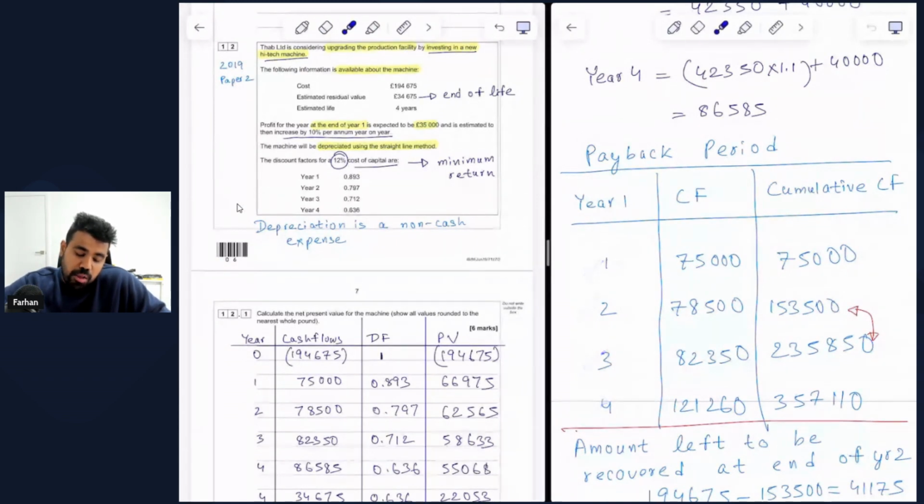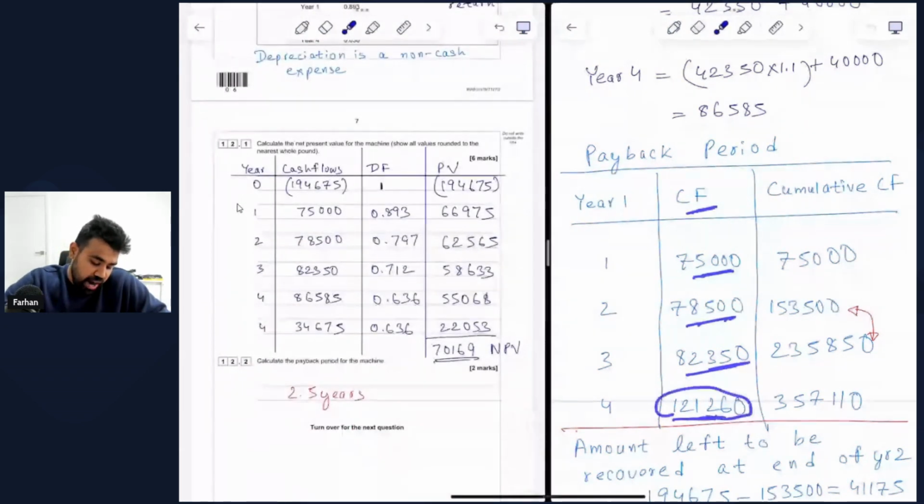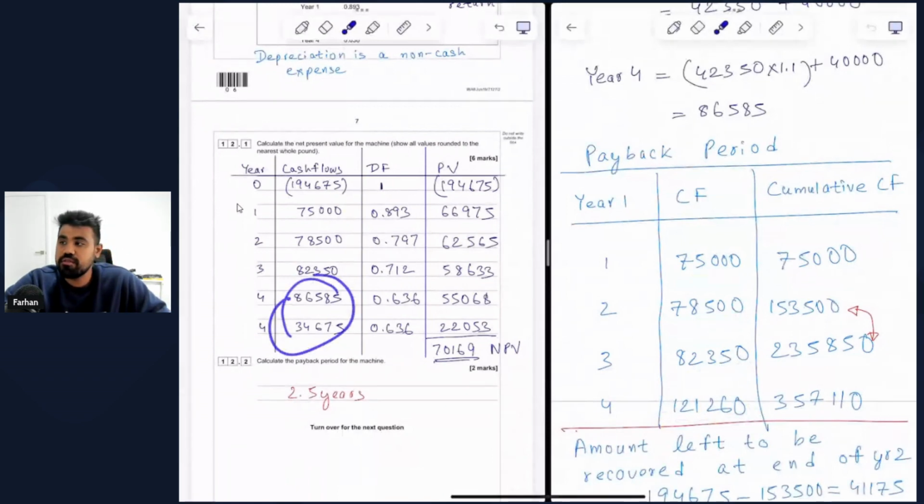So in the second column, I've shown the cash flow. And the cash flow is what you would remember based on the previous steps we've done. For year 1, we got 75,000. For year 2, we got 78,500. For year 3, we got 82,350. And for year 4, we had 2 cash flows. So I've just added both of them together, which is 86,585 added with the residual value of 34,675. And that gives me 121,260, just to make everything simple.